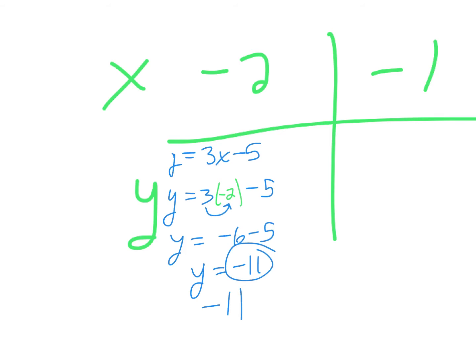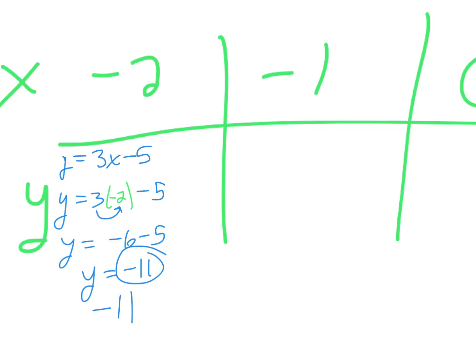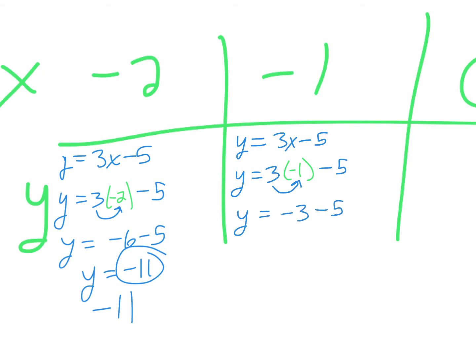Now we scooch this over a little bit and reset again. y is equal to 3x minus 5. We're going to substitute this time -1 in for x. So 3 times -1 minus 5. We multiply: y equals -3 minus 5. So y is -8. So our next range value is -8.